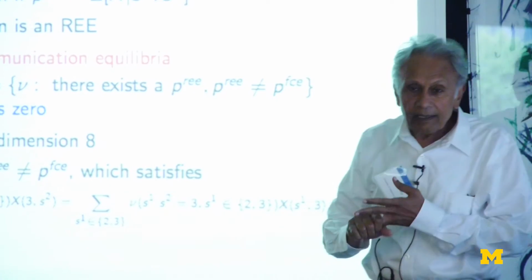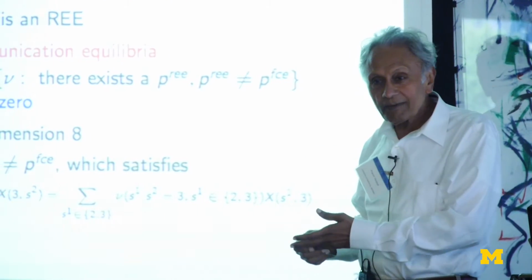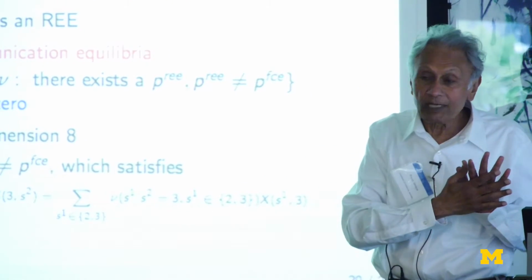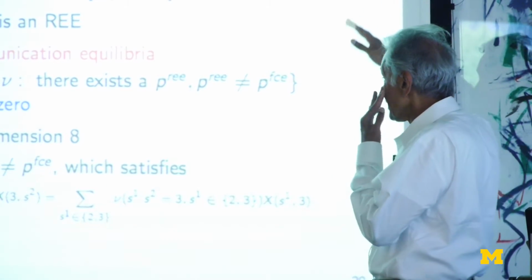You can have rational expectations equilibrium, many of them, or you can have the partial information equilibrium, so on. So there are many of these.